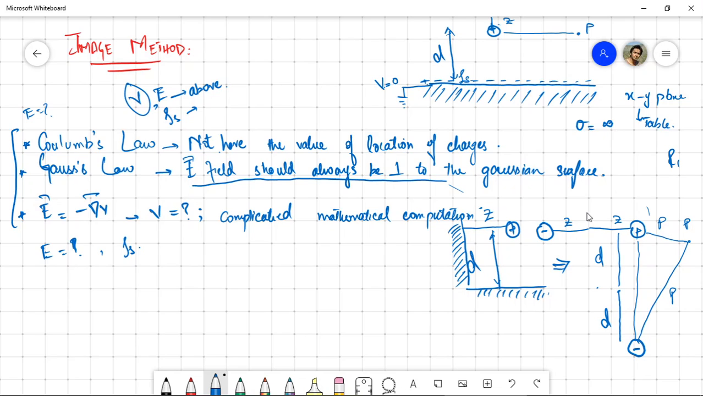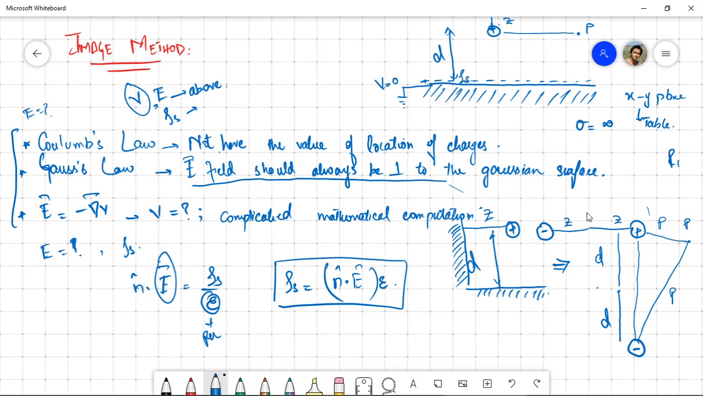for a dielectric conductor boundary, n dot E is equal to rho s over epsilon. And if we know the value of permittivity and we know the value of E, it is very easy for us now to calculate the value of rho s. That will be n dot E times epsilon. So the main thing was to calculate the value of E. Once we have the value of E, we can calculate the value of rho s, which was induced on the surface of this conducting plate.